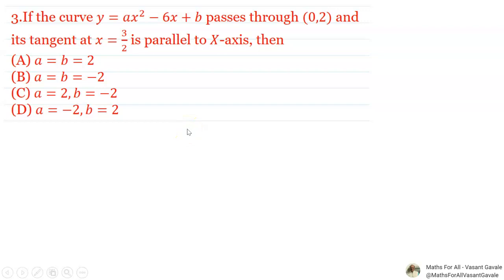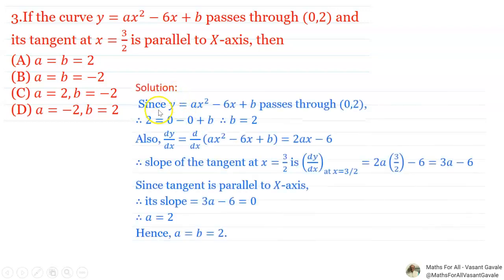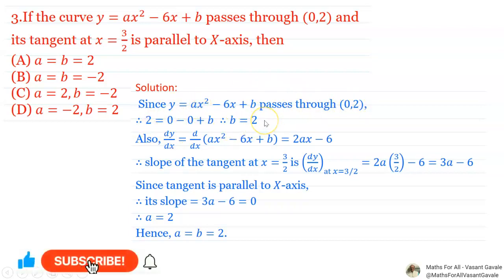Okay. Now see this here. Since y is equals to ax square minus 6x plus b, it passes through the point (0, 2). Therefore it satisfies the equation. So we replace x by 0 and y by 2, and hence you will get here b is equals to 2. Okay, after simplifying, what will you get? That is 2, next is 0 minus 0 plus b. Therefore b is equals to 2.